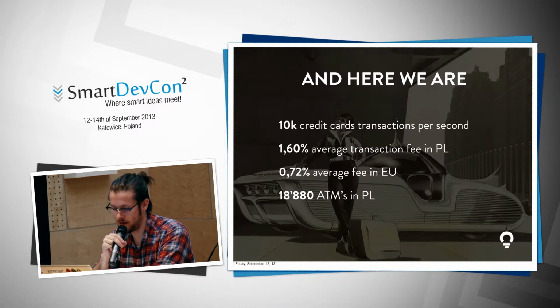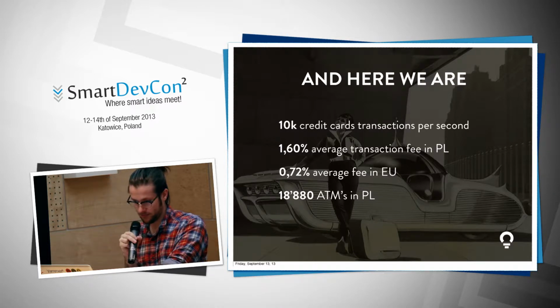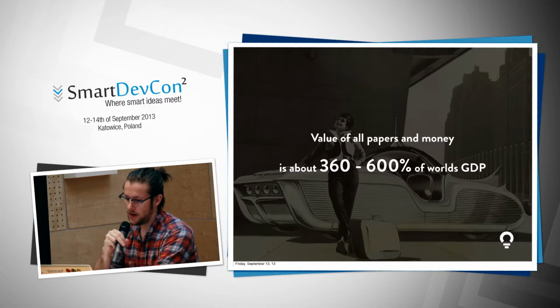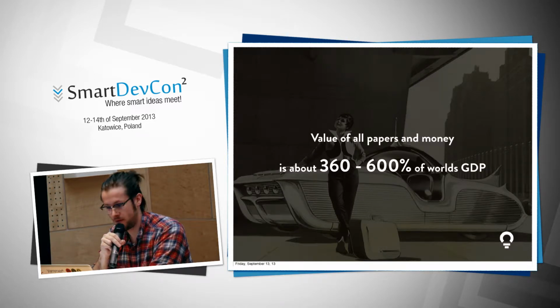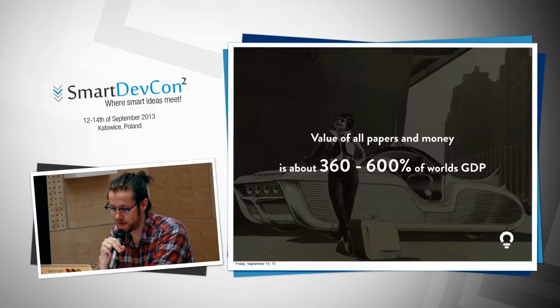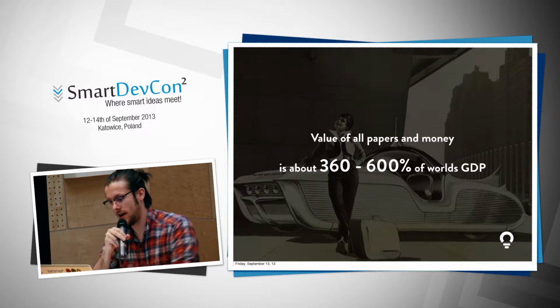Currently, the stats say that we have about 10K credit card transactions per second. The average transaction fee in Poland is quite high. The average transaction fee in the EU is almost 2 times less. And we have about 19K ATMs in Poland. The sad thing is that all the paper and money produced by people is about 6 times more than we really produce. We can estimate, but this is a very rough estimation. We cannot tell for sure, but we have probably generated a few times more than we are really able to produce with our hands.